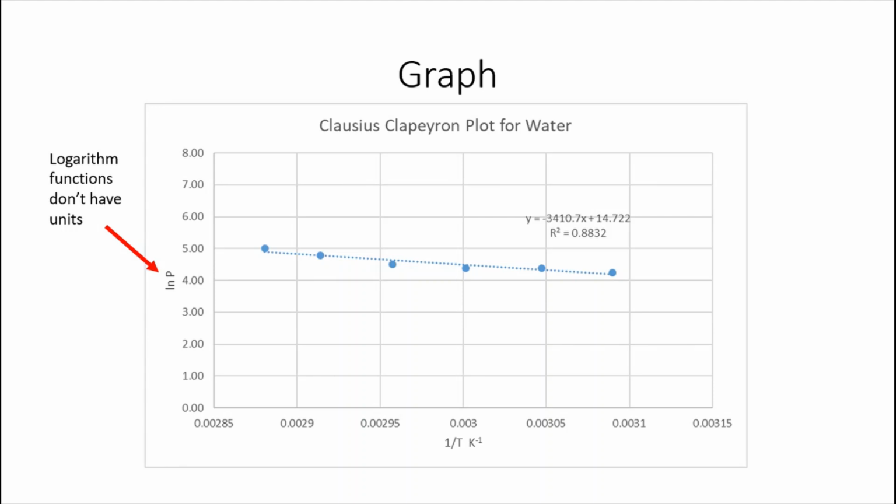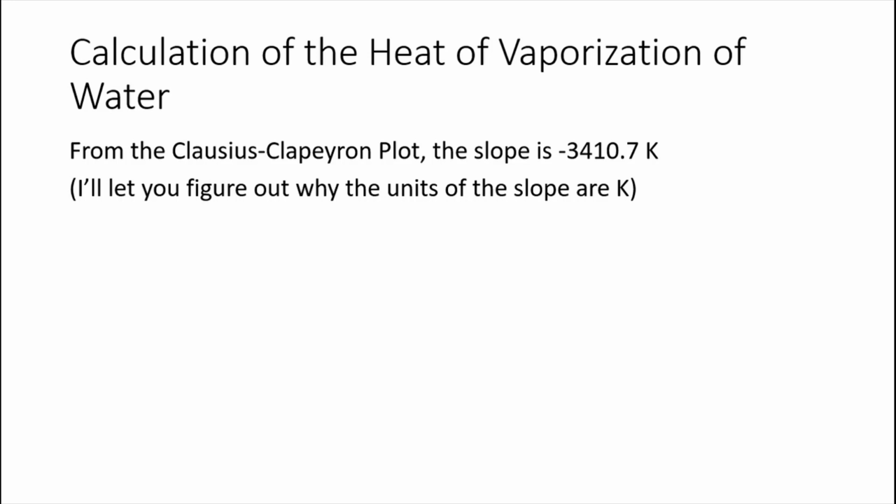The important thing that we're looking for here is the slope of the graph. So make sure that you've inserted there the line equation for the trend line. And that is the number we're going to use to calculate the enthalpy of vaporization. So keep that in mind, minus 3410.7. The units of it are Kelvin, and I'm going to let you figure out why the units of the slope are Kelvin, all right? But they are.